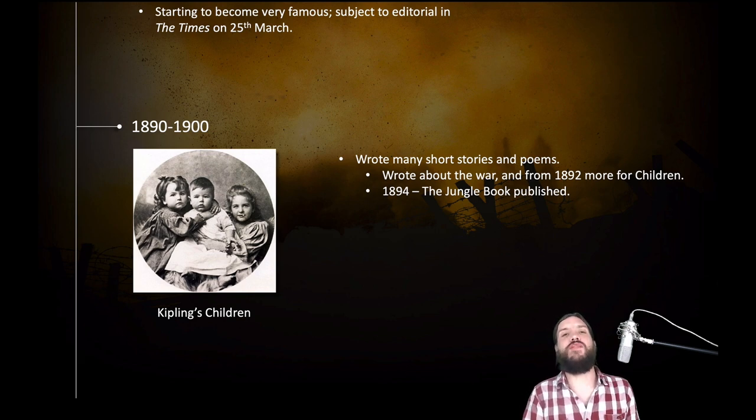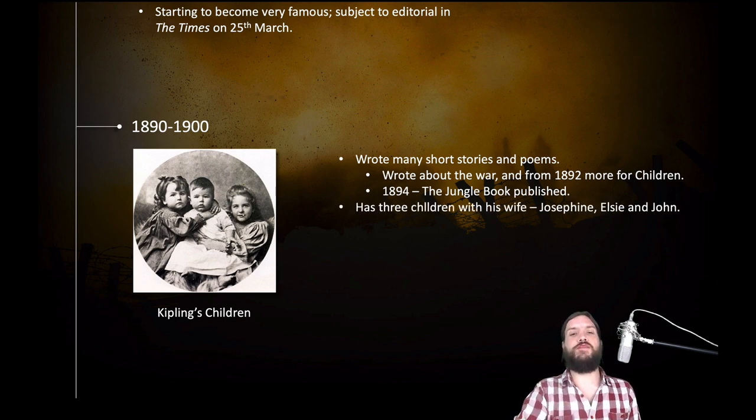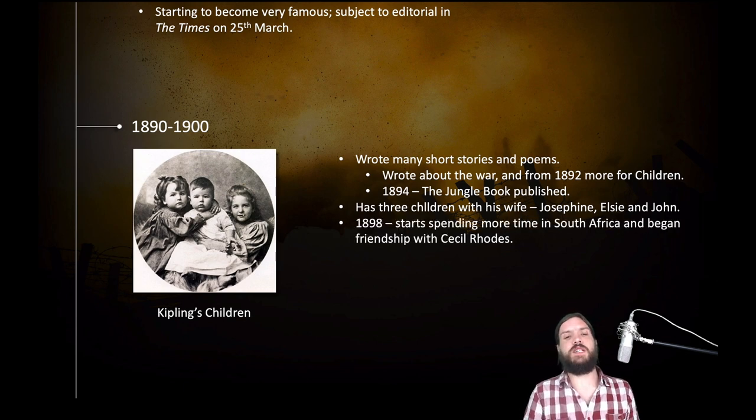In 1894, the super famous Jungle Book was published. Perhaps you didn't know it, but Kipling was the man who wrote the famous Jungle Book. He has three children with his wife: Josephine, Elsie, and John. And in 1898, he started to spend more time in South Africa and began a friendship with Cecil Rhodes.